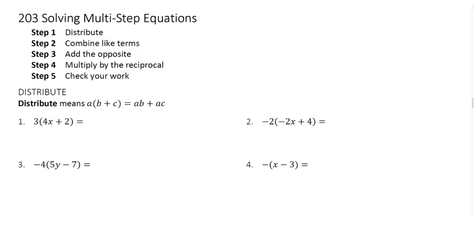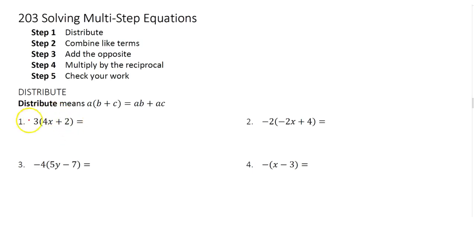Solving multi-step equations. The steps for solving multi-step equations are as follows. Number 1, distribute if necessary. Number 2, combine like terms. Number 3, add the opposite of the constant. And number 4, multiply by the reciprocal of the coefficient of the variable. After that, check your work.